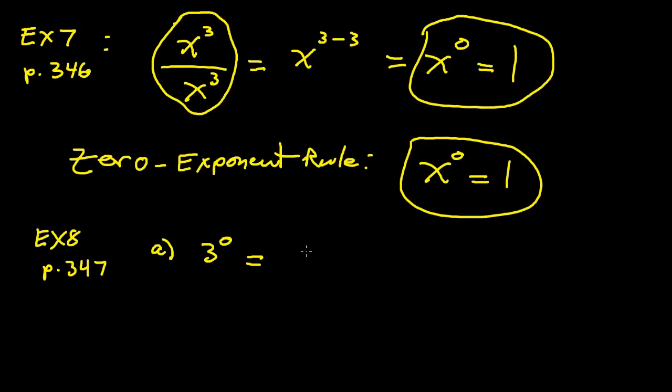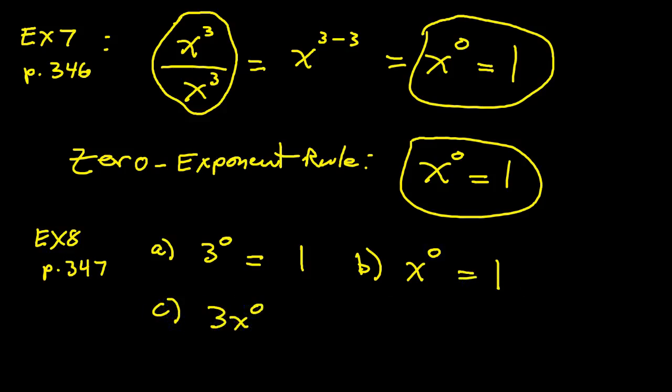And of course, 3 to the 0 power is going to be 1. Anything to the 0 power is 1. Right? Whether it be a numerical base, as in part A, or a variable base in part B. Right? x to the 0 power, always 1. Let's look at C. Now, don't get confused here.